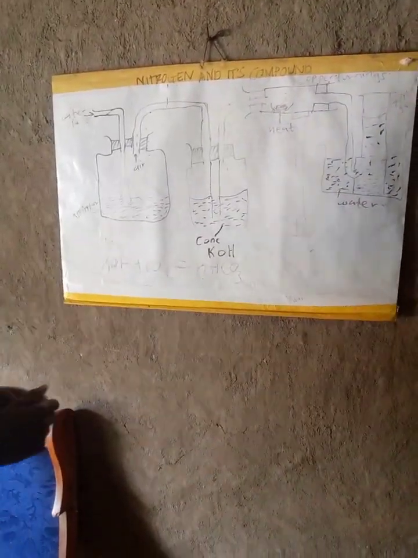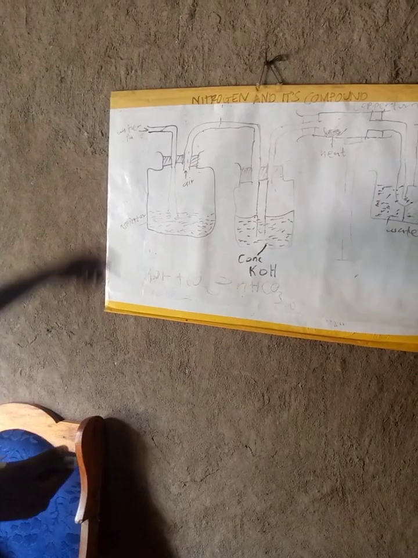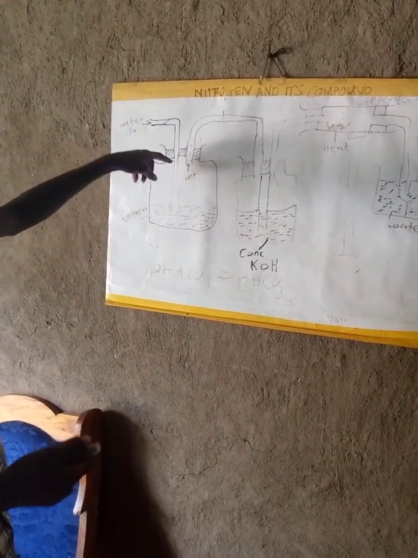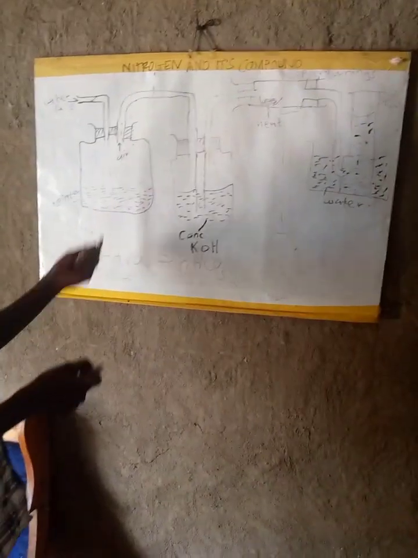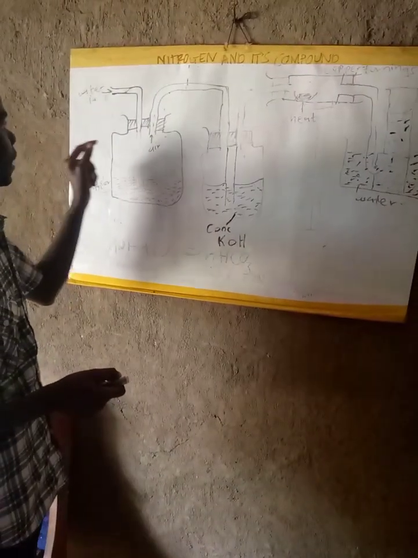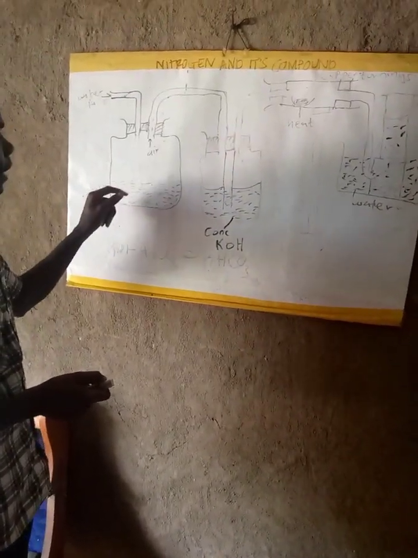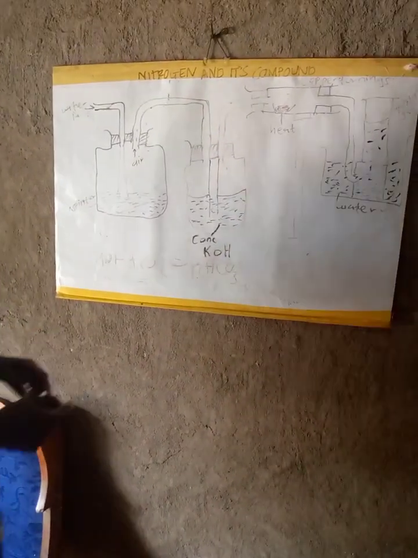The aspirator allows air to circulate in the system. Another question is, what is the function of water entering the aspirator? The water enters the aspirator to displace the air inside the aspirator upward.